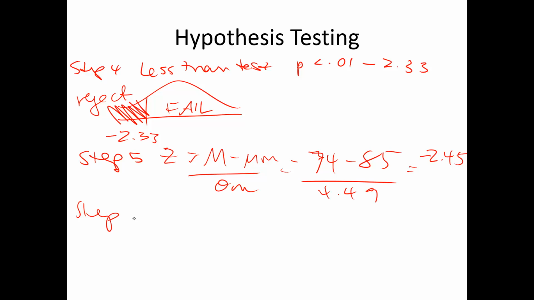And what I'm going to do in step 6 is reject the null. Okay, so why am I rejecting? Well, negative 2.45 is just barely past our cutoff score of negative 2.33, but it is still past our cutoff score. Right? So we are going to reject the null because it is further out than the cutoff score.